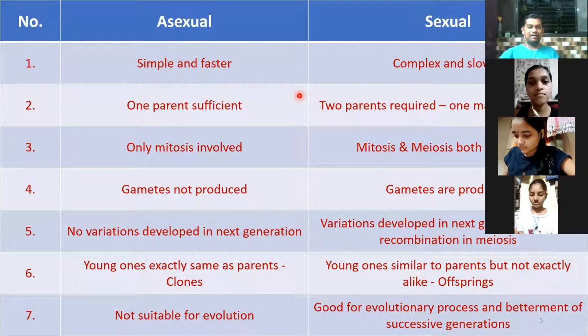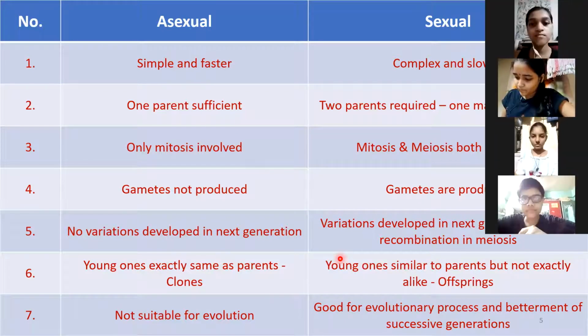Secondly, in asexual reproduction, only one parent is sufficient. Normally, when you say parents, a parental generation, we say two parents. Okay, we say one male parent, one female parent. I hope you are aware about the difference between the words male and female.